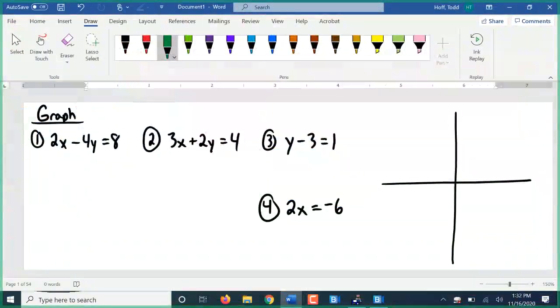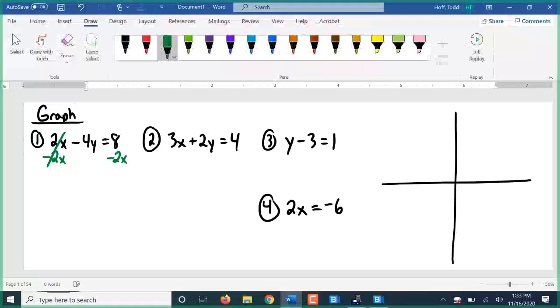So on the first couple here, we have to solve them for y. We have to get them in y equals form so that we can read off the slope and y-intercept to graph them. So for the first one here, y has been multiplied by a negative 4, and the 2x has been added to it. So to solve it, we're going to subtract the 2x.